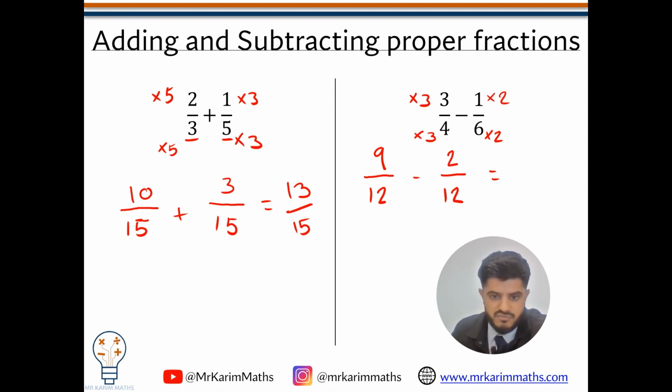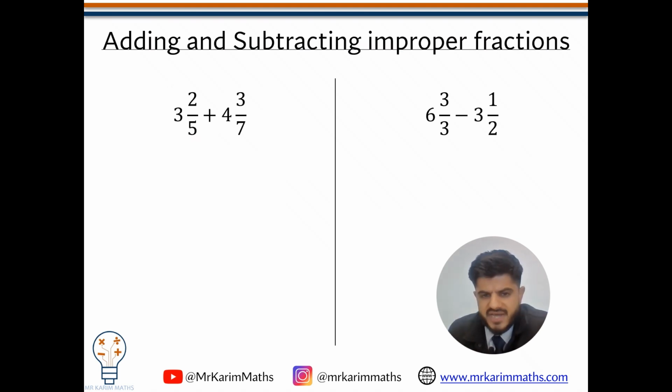Again, I've got 9 slices of pizza. Joe's got 2. The difference between us is 7, but it's still out of 12 slices. So 7 over 12. And there you go. That's how easy it is to add and subtract proper fractions. When we have improper fractions, or in this case, mixed numbers, we first have to convert them to improper fractions and then go through the same steps as we did for the last ones.